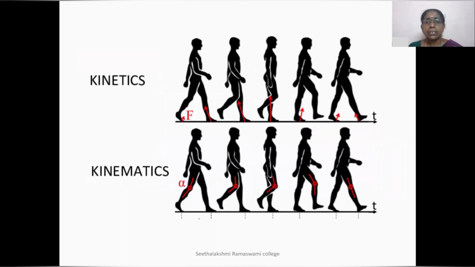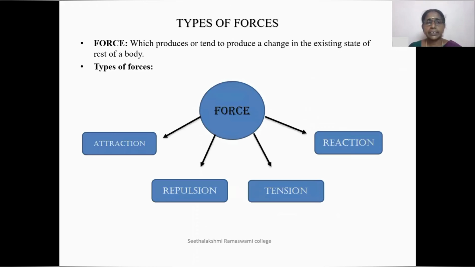Then a man walking on a road is a fine example for kinetics. That is, the force created between the foot and the floor is called kinetics. And kinematics is all the possible movements of a man based on the knee position.